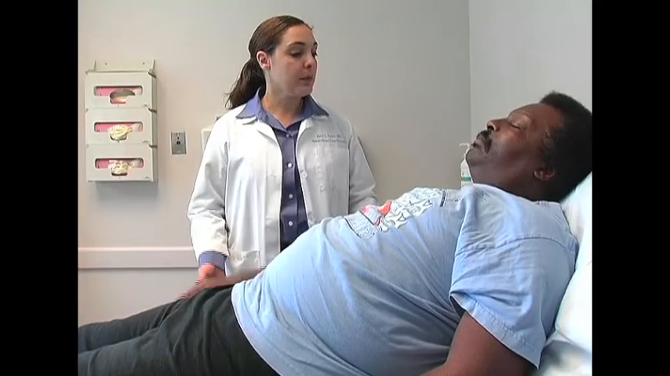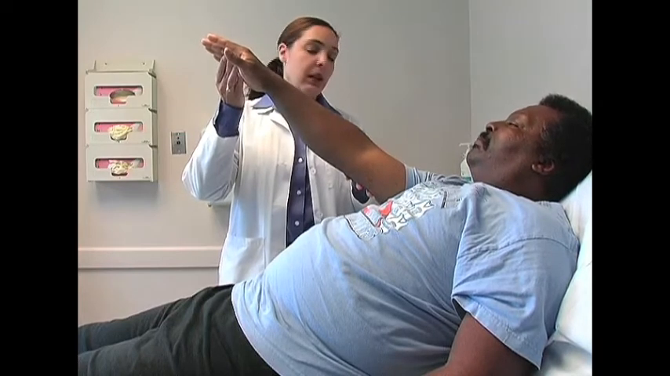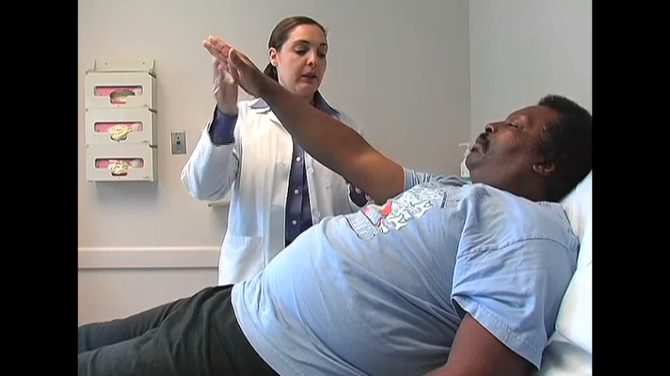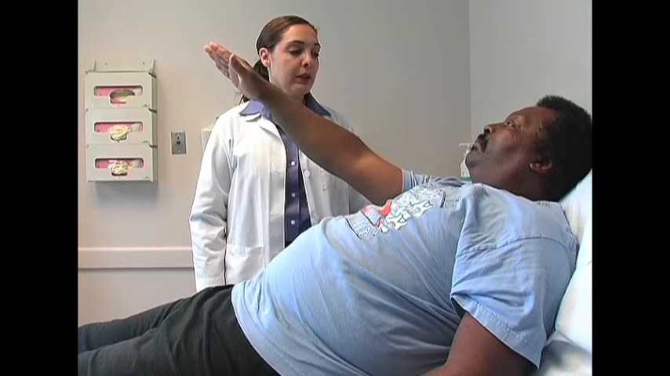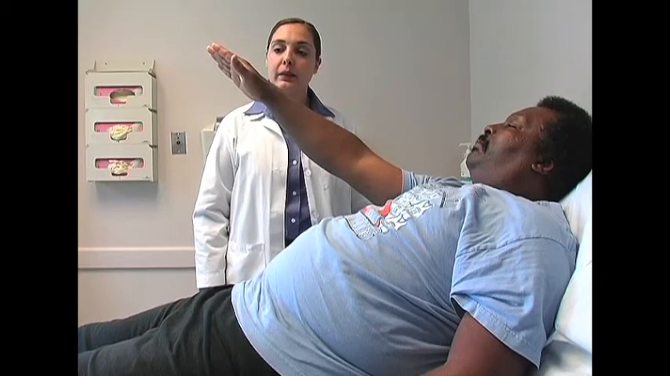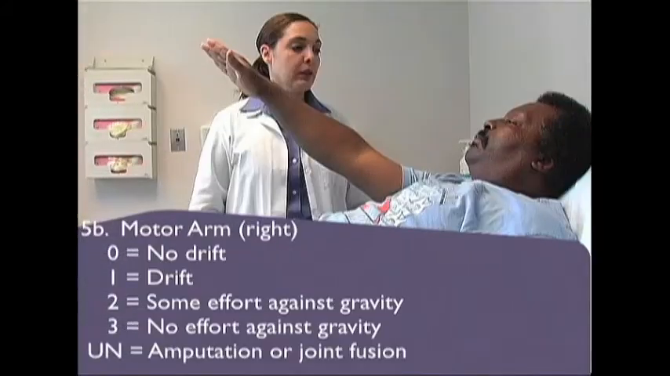Next, I'm going to lift your arm up. I'd like you to keep it there for 10 seconds. I'll help you by counting. Try and keep your fingers straight and your hand like that. Okay. 1, 2, 3, 4, 5, 6, 7, 8, 9, 10. Thank you. And relax. The patient is able to hold the non-paretic arm, which is tested first, against gravity. He therefore scores a 0.